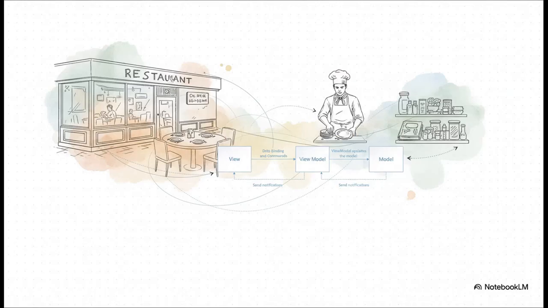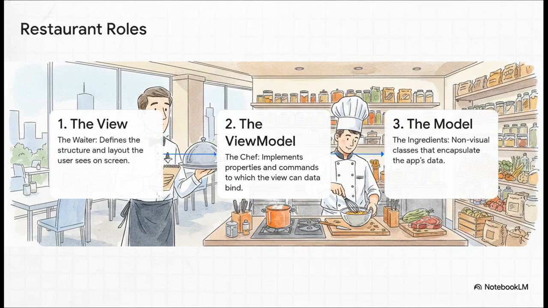So here's the official technical diagram. And yeah, I know, it might look a little abstract at first, but it actually maps perfectly to our restaurant. You can see the view model, and the model, and these really clear lines showing who talks to whom. Let's break this down. First, you've got the view. This is your waiter. The waiter takes the customer's order and brings out the food. It's the user interface, what you see.